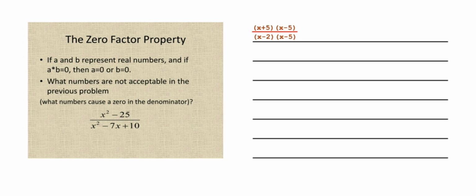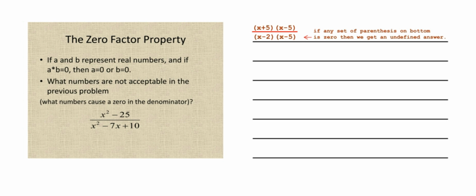So the zero factor property: if a and b represent real numbers, and if a times b equals 0, then either a is 0 or b is 0, or both of them are zeros, right? But then again, if both were zeros, then we would say both are a or both are b's. So what numbers are not acceptable in the previous problem? Because they'll cause headaches, right? So what numbers cause the 0 in the denominator?